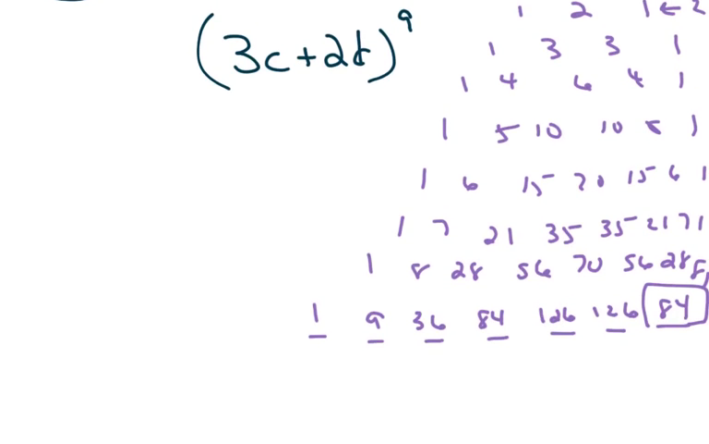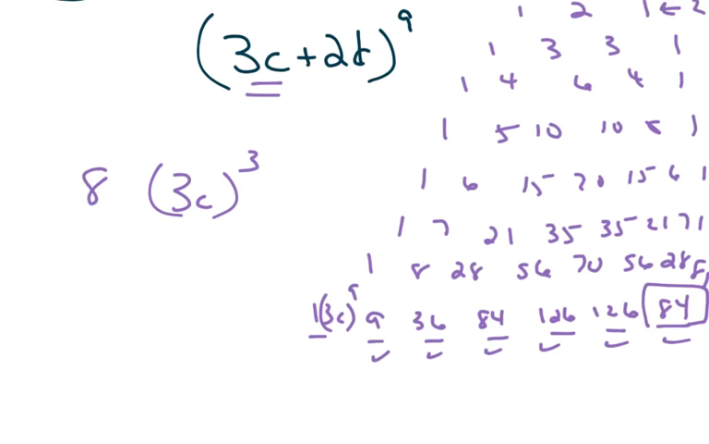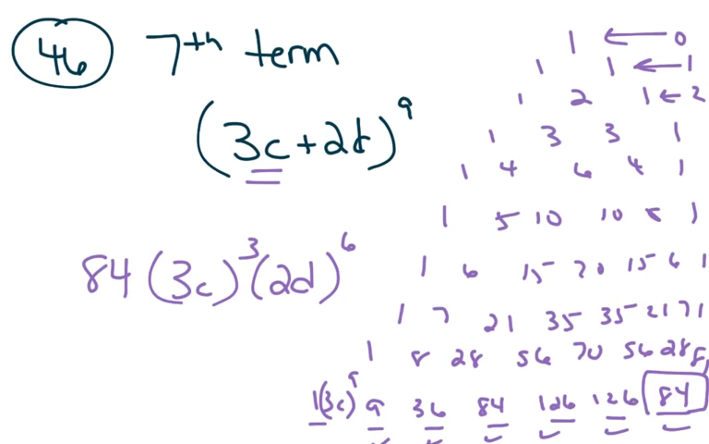Remember that the exponents here go down for the first term. So 3c starts over here with the biggest exponent, and each term goes down by 1. So this would be 9, 8, 7, 6, 5, 4, 3. That means that 2d must be to the 6th power, because these two need to add up to 9. Well, this isn't the only way of doing it. Here's the other way of doing it.